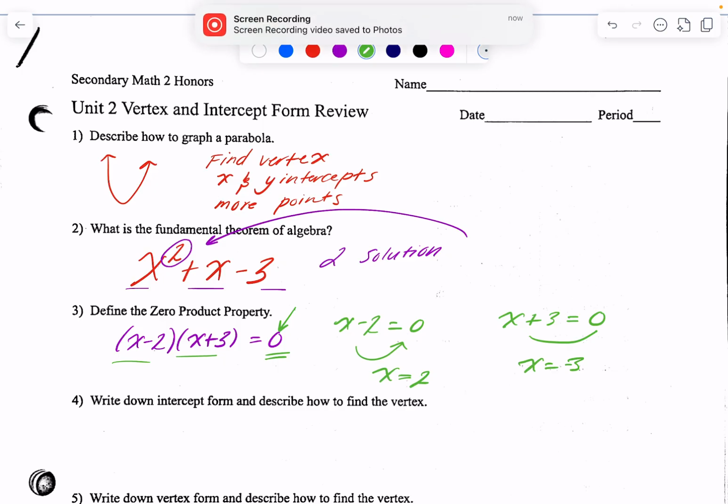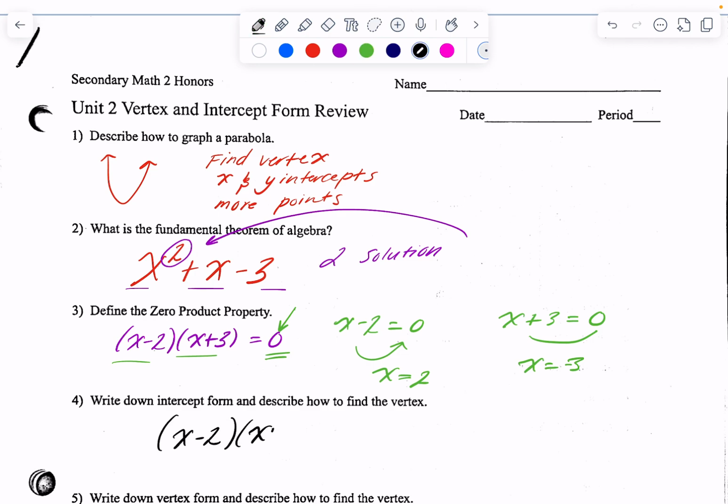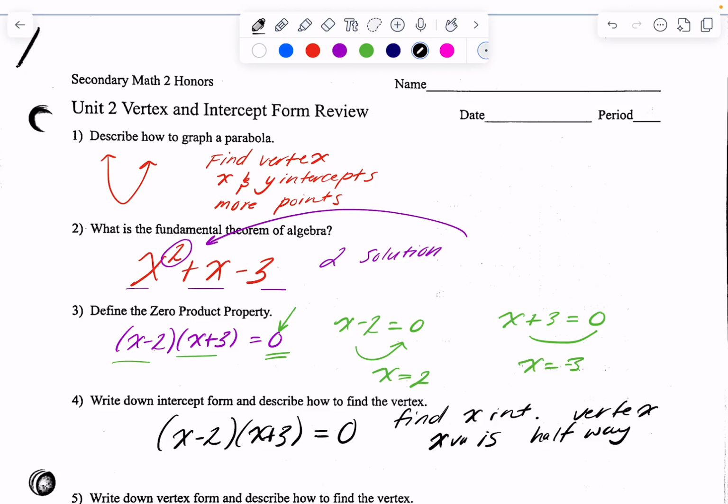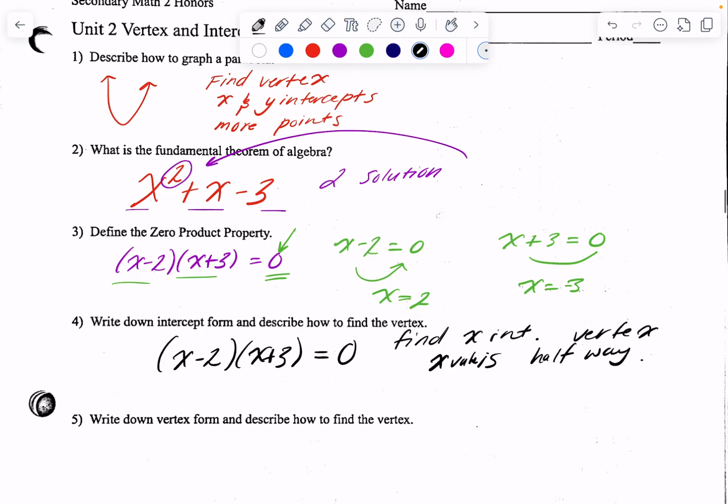Write down intercept form and how to find the vertex. Intercept form is like factored form. It's another way of saying factored form. So it says write it and describe how to find the vertex. So then I would say find the x-intercepts. The vertex is halfway. The x value is halfway between the x-intercepts. Then once you know, oh, it's at this point.